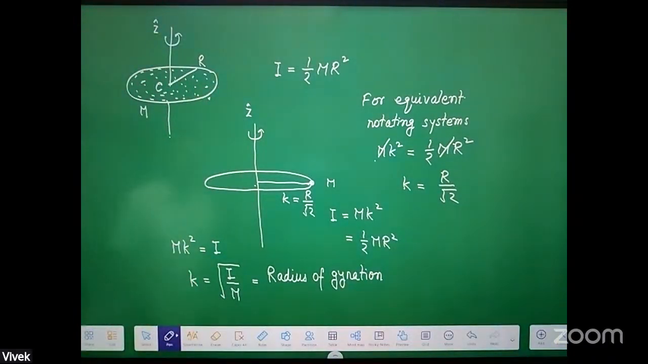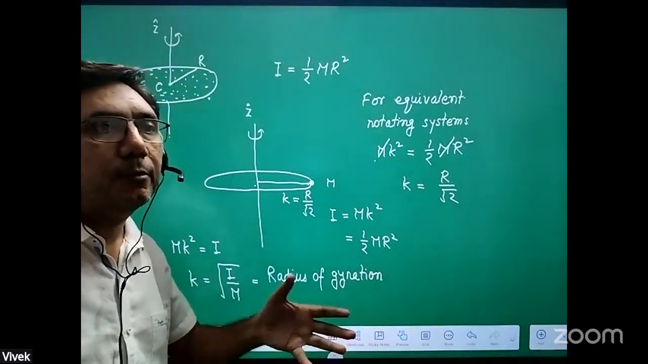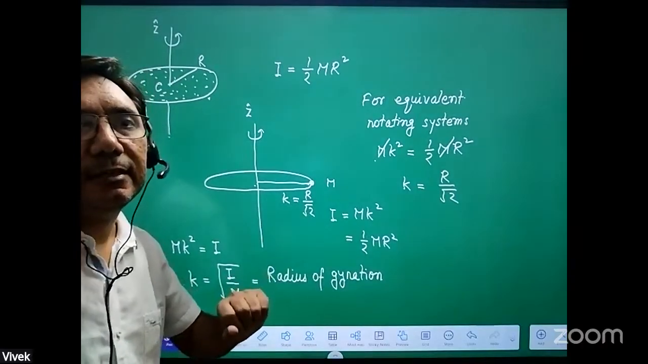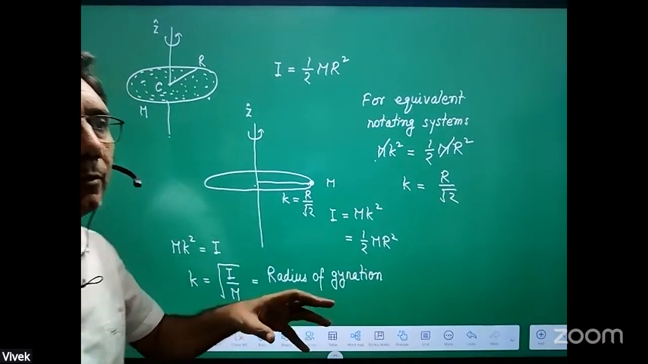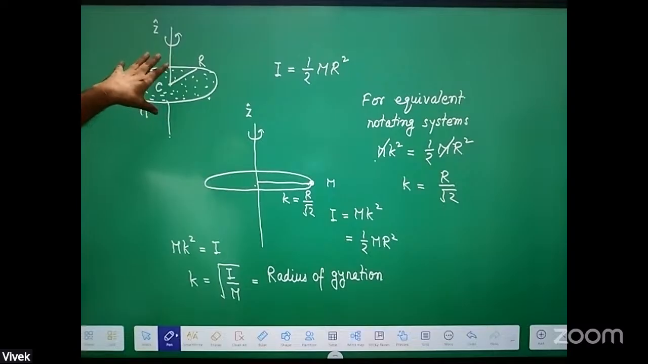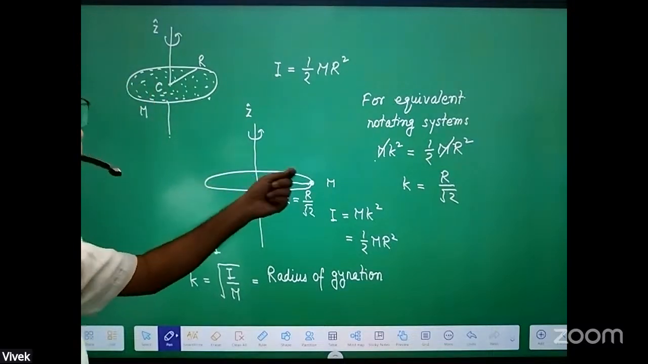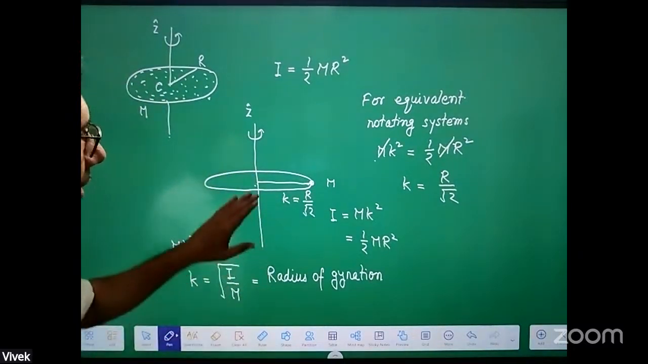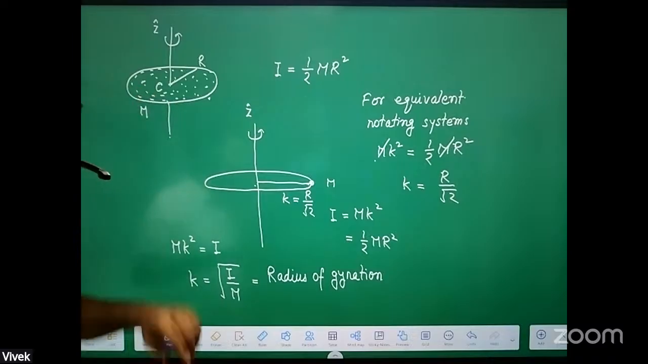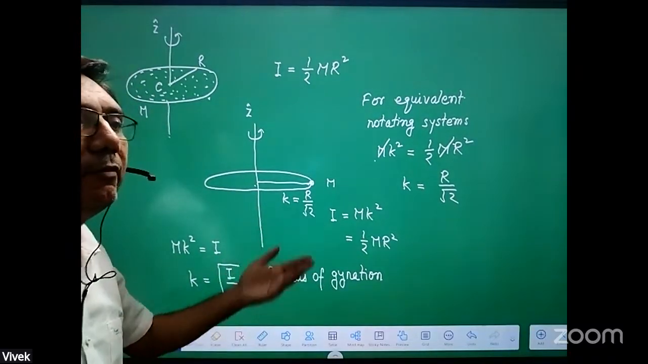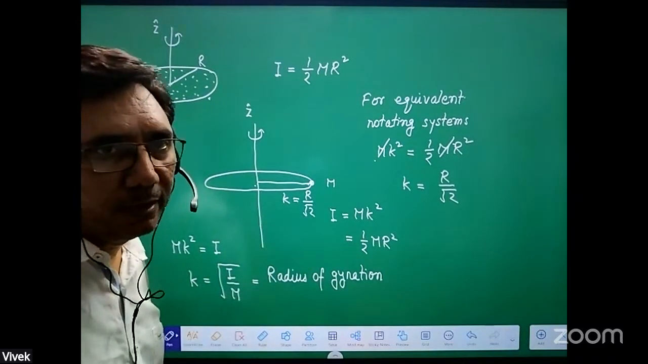This radius of gyration is a very important concept, because you can always create a rotating system whose moment of inertia will be equal to this. If you are having this type of rotating system, you can convert it into a single particle rotating system, and moment of inertia of both will be same. Later on, it will be very useful when we are solving the numericals.